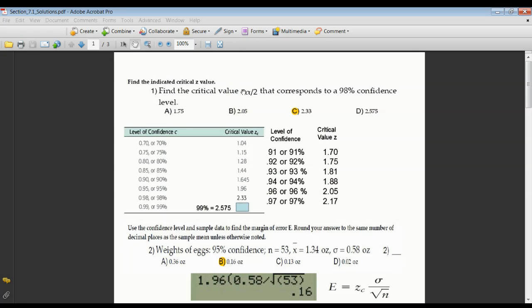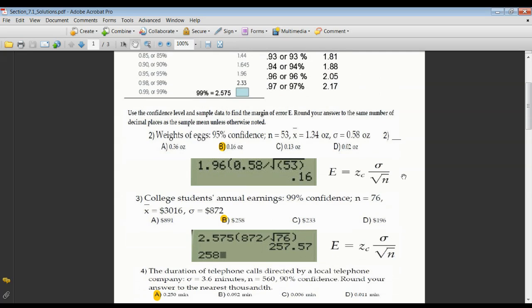All right, so what am I asking you? What's the critical value? What's the critical Z score associated with 98%? Well, there it is, 98%, 2.33. 2.33. Won't get much easier.